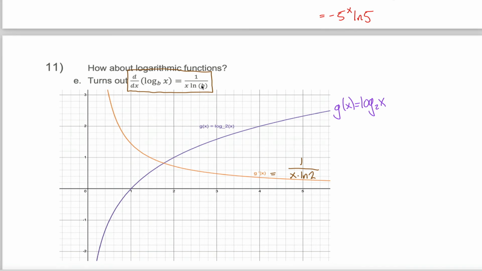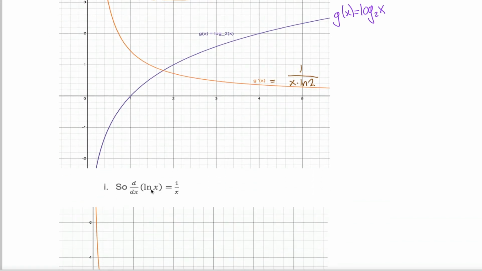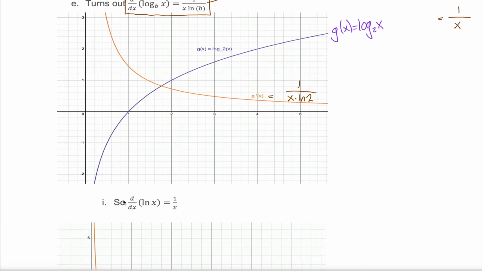Again, the case where the base is equal to e is really interesting, right? If we're taking the derivative of the natural log of x, this is the log base e of x, then what we would do using this rule is we'd have 1 divided by x times the natural log of that base, e. But again, as we talked about above, the natural log of e is just equal to 1. So we'd have 1 divided by x times 1, or just 1 divided by x. The derivative of the natural log of x is just 1 over x.